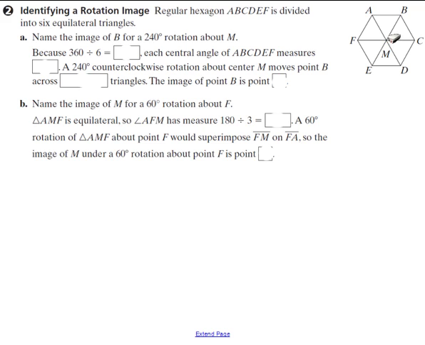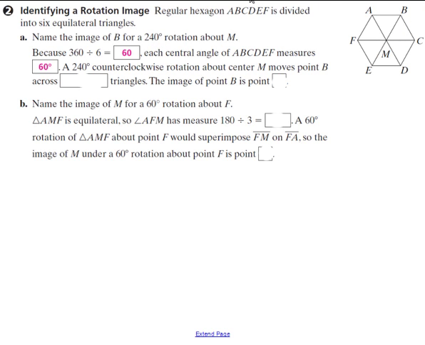So M's the center. So if we're rotating B around 240 degrees, let's think about this. If from B all the way around the circle back to B is 360 degrees, and how many triangles do we have here? We have 1, 2, 3, 4, 5, 6. So if from B to B there is 6 triangles, we can take 360 divided by 6 and come up with 60 degrees for the angle in the center here for each one. So each central angle measures 60 degrees. So if we're rotating 240 degrees, how many 60 degree angles do we have to add up to make 240? And the answer is 4.